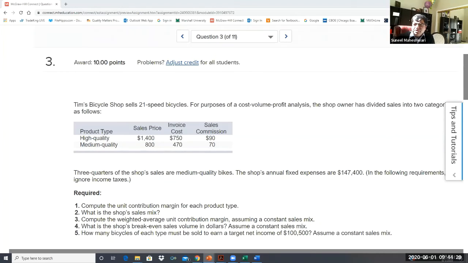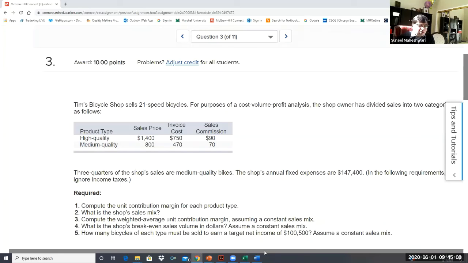Again, the concept still remains the same. That is fixed cost divided by contribution margin, but we use the weighted contribution margin, like your GPA. When you compute your GPA, it's a weighted average. So that's what I'm going to show you now. Okay, and stop me whenever you want me to.